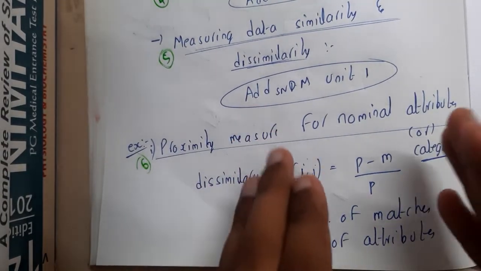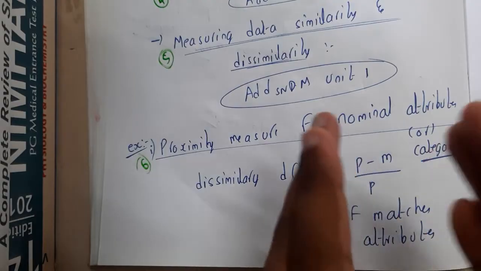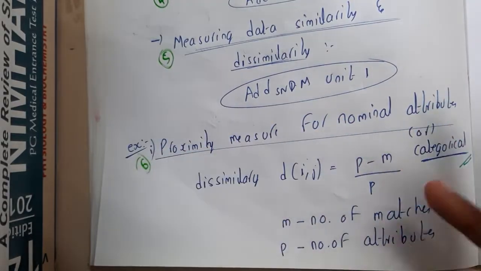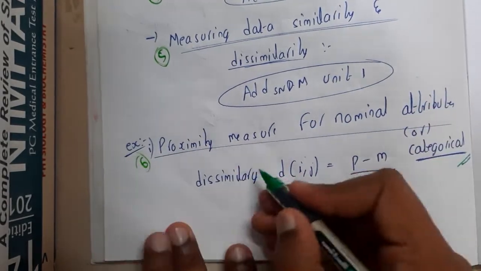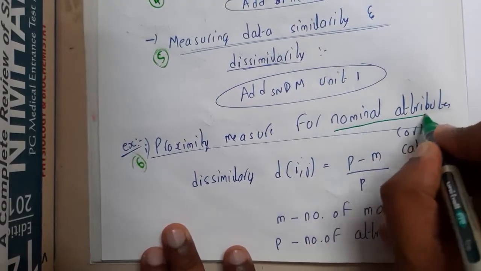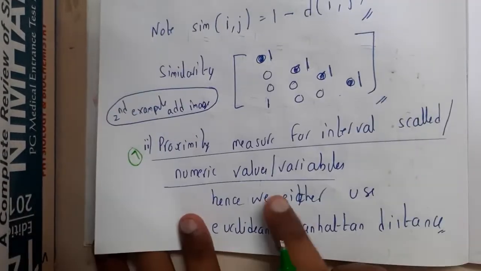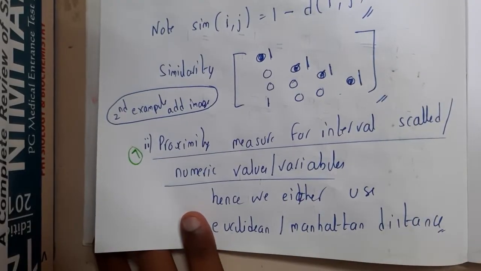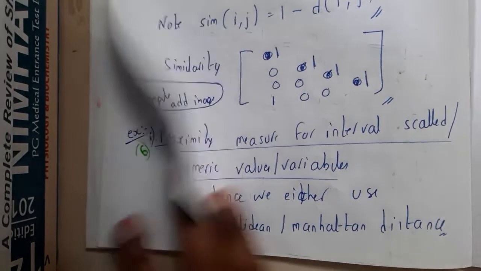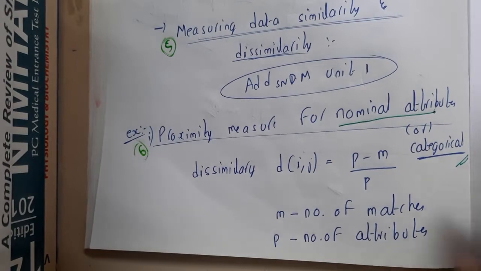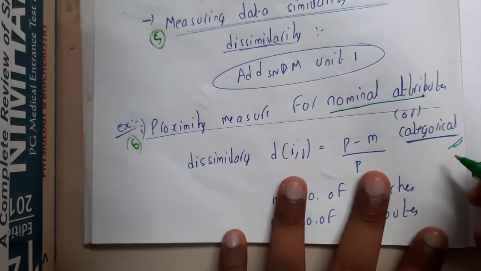Guys, I think there will be around 6 topics. I'll be discussing each and every topic in each and every lecture, okay? So in this lecture, we are going to calculate the proximity of nominal attributes or categorical. In the next lecture, we'll be discussing scaled values. So in that way, I'll be dividing each and every topic across lectures, okay? So let us start.